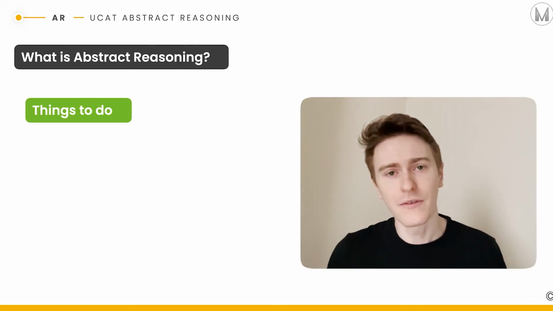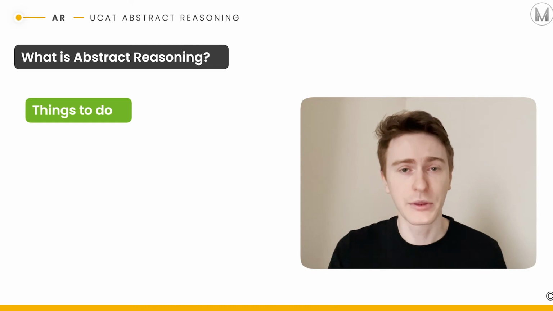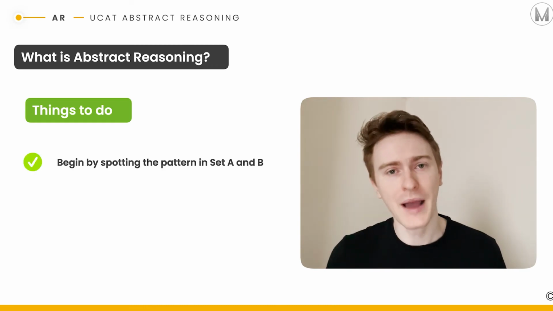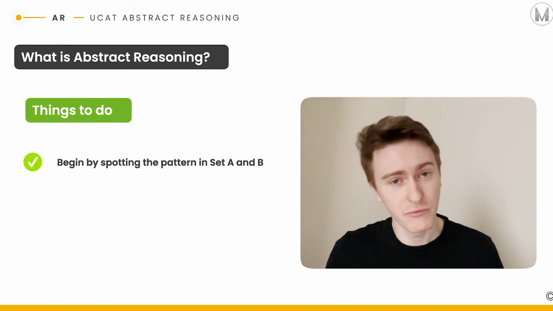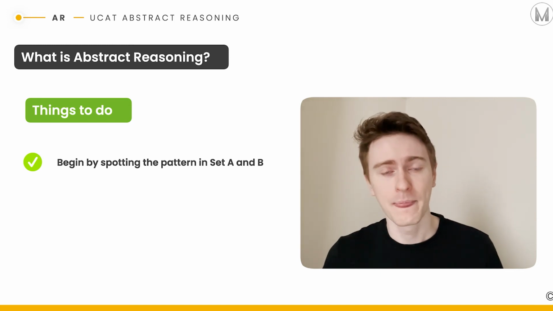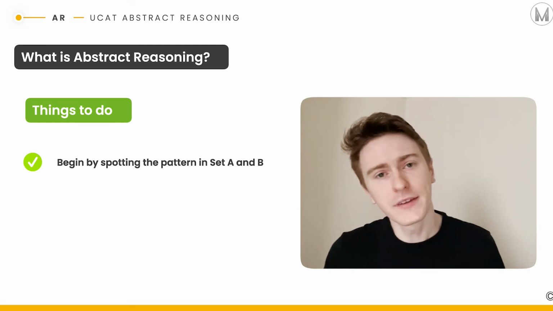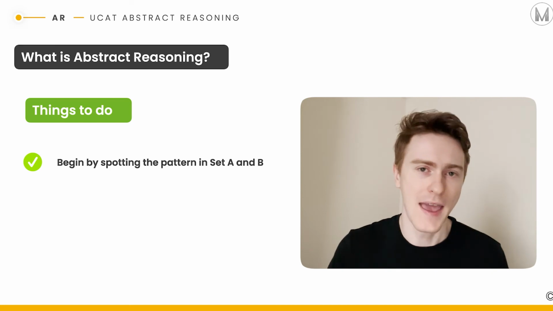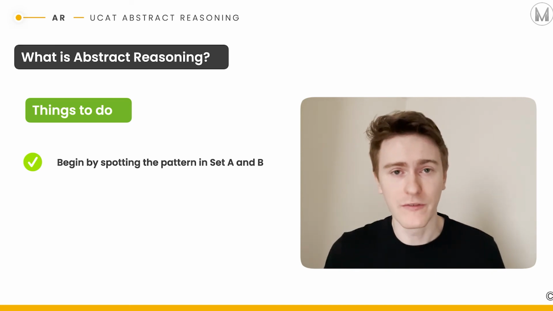And finally, going on to our final part of the session today, the things to do, the good things that can help you with the AR section. First, begin by spotting the patterns in set A and set B. There's no point in starting on the test shapes because they really offer you no information. Start with set A and start with set B. If you're finding it difficult to find a pattern in set A, for example, maybe move on to set B. Find the pattern in set B and then find the complementary pattern in set A. Remember that these are all examples of a pattern which you can use to your advantage.